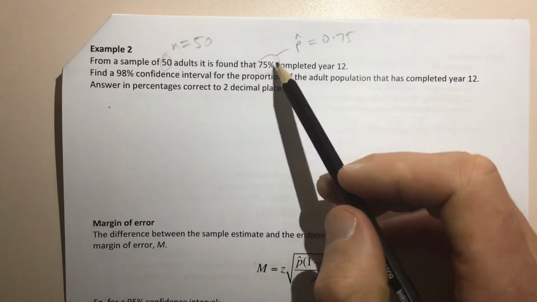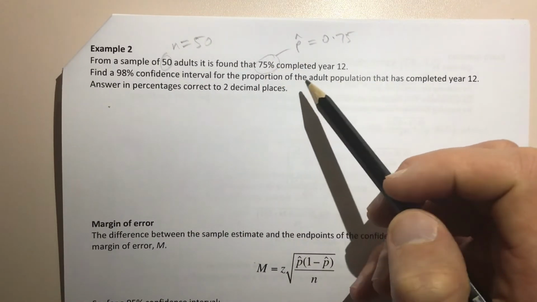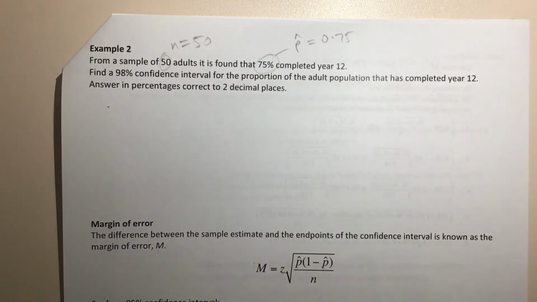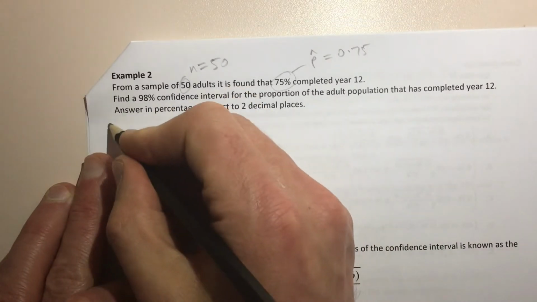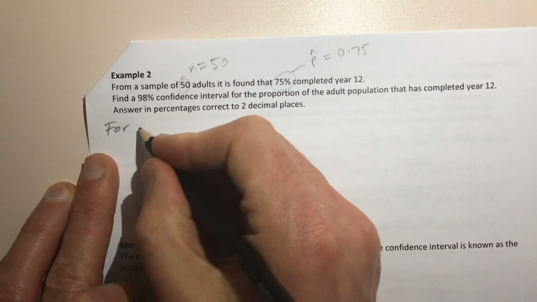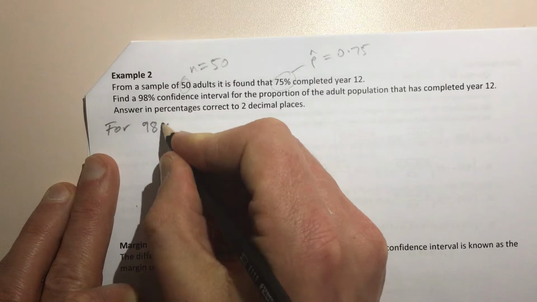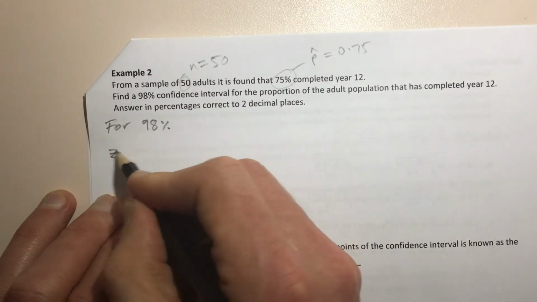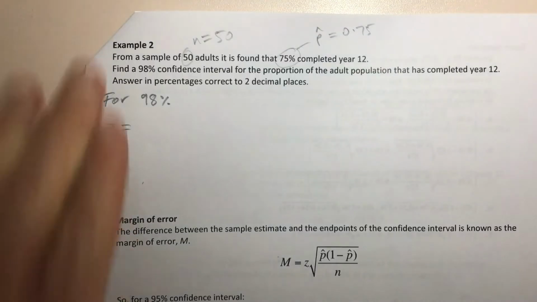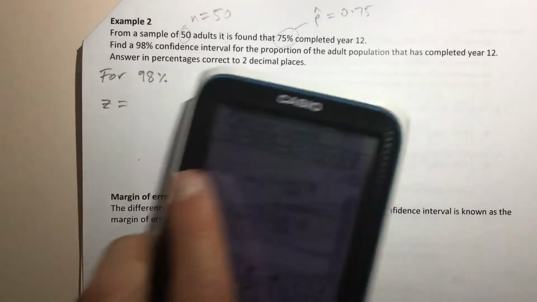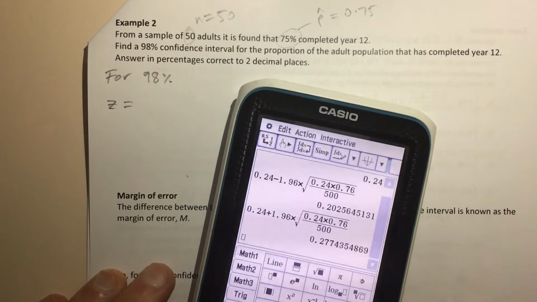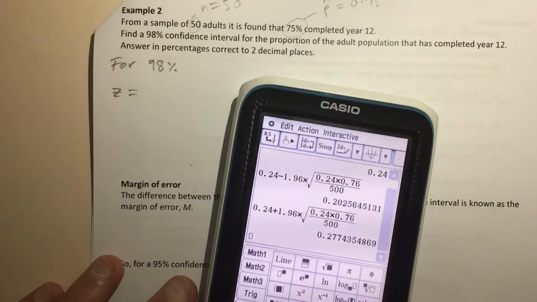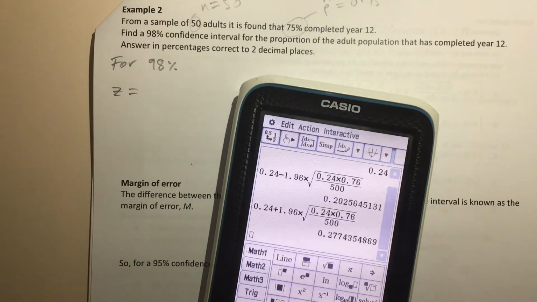So our sample suggested that 75% of people completed year 12, but we want to actually get a confidence interval for how accurate that's going to be. So for a 98% confidence interval, let's start with that. We have to find this Z value for 98%. We want to know what Z is going to equal. There's a couple of ways to do this, but I think the easiest way is to use the inverse normal distribution, because we want to know how many standard deviations either side of the mean we have to go to get 98% of the distribution.